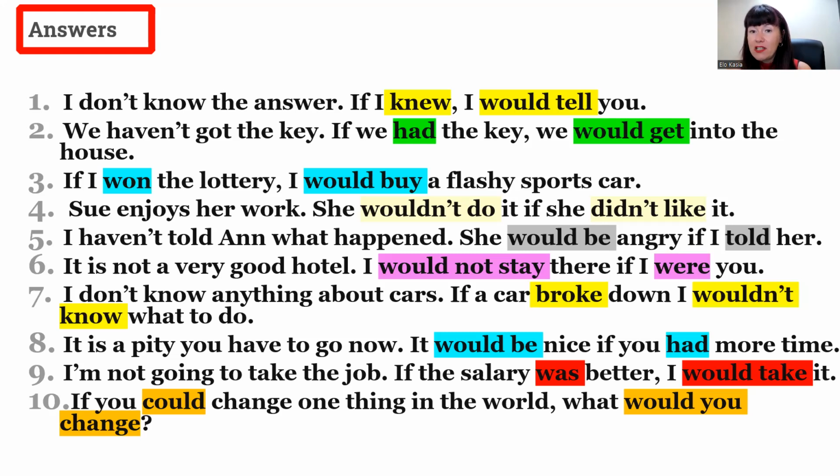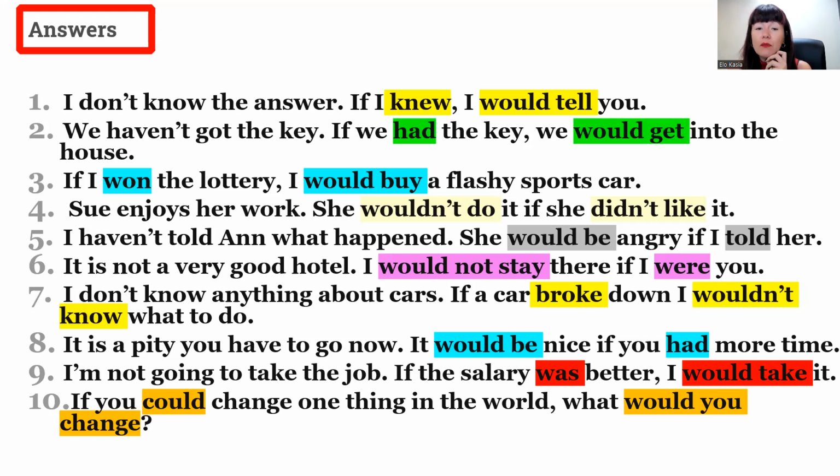This is again an imaginary situation. I don't know the answer. That's the reality, yes? So you imagine a different reality. If I knew, I would tell you. I'd tell you, okay? We haven't got the key. If we had the key, we would get into the house, but we don't have the key, yeah? If I won the lottery, again, an imaginary situation, I would buy a flashy sports car. Sue enjoys her work. She wouldn't do it if she didn't like it.